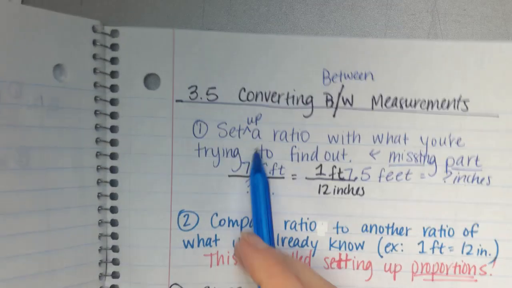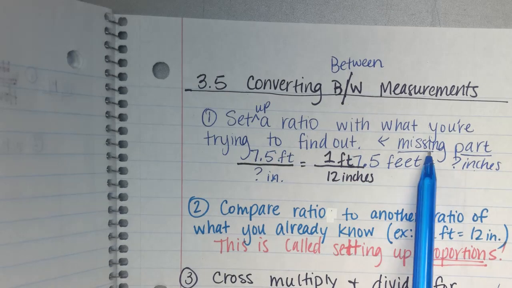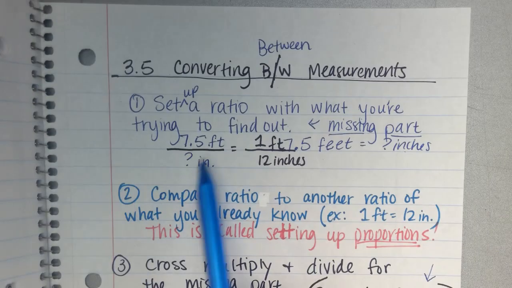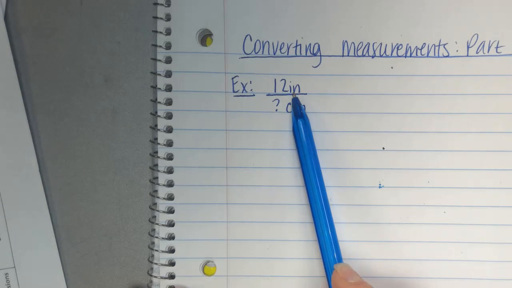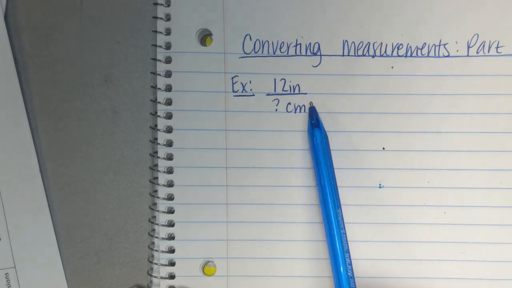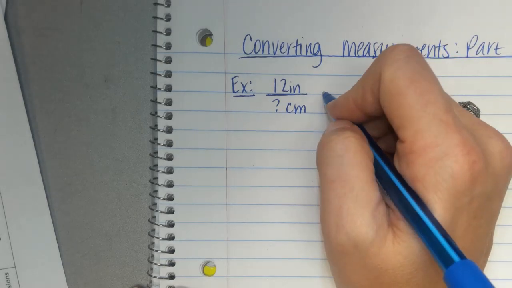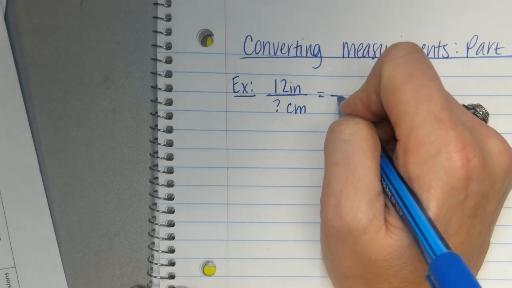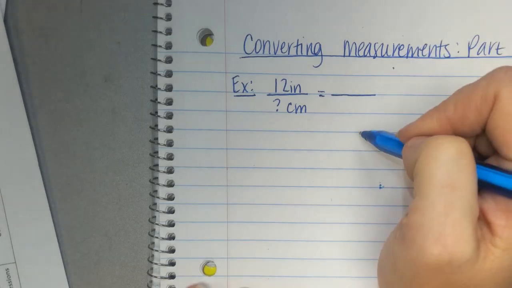So if we went back and looked at our notes from today in class, we said step one was to set up a ratio with what you're trying to find out. This includes the one with the missing part. So it's the first ratio, what you know with what you don't know. That's what I know here. A ruler, we know a ruler is 12 inches long. How many centimeters is 12 inches? Well, then we have to know our proportion. We have to set up what we're comparing it to, which is our second ratio.